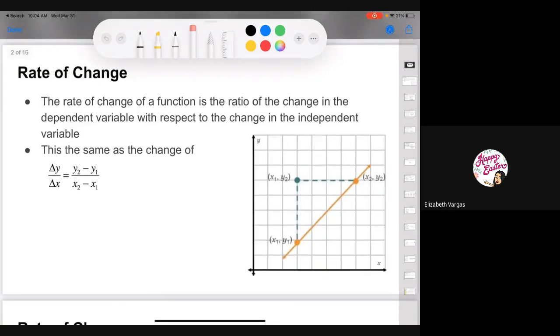So the rate of change of a function is the ratio of change in the dependent variable with respect to change in the independent variable. So how the x values change compared to the y values. And that's how we get this equation right here, where you have your y2 minus y1 over x2 minus x1. Your x1 and your y1 are going to be your coordinates for your first point, and then your x2 and your y2 are going to be the coordinates for your second point. Basically, you're just looking at the ratio between those two differences.